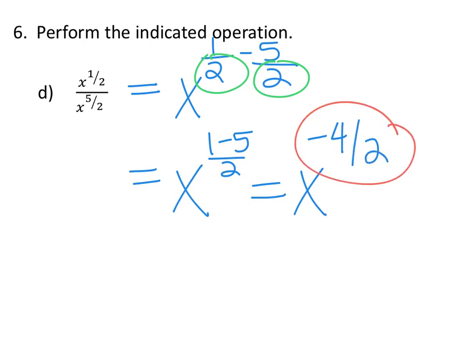Now, -4/2 is -2. So we have x raised to the -2nd. And we don't want to have a negative exponent, so we're going to move it to the bottom, and our final answer is 1/x to the 2nd.